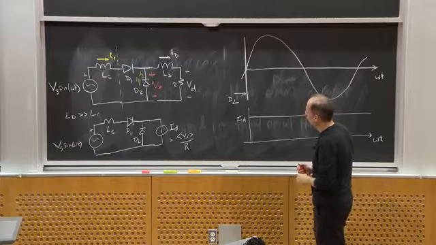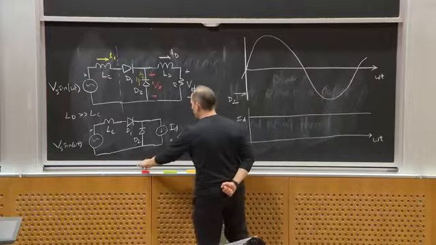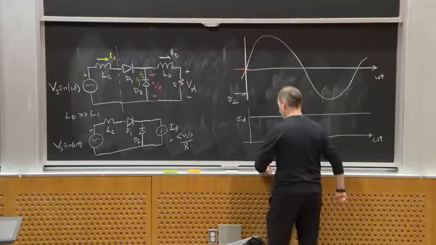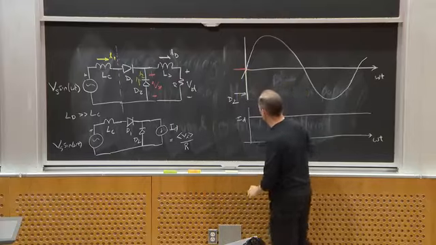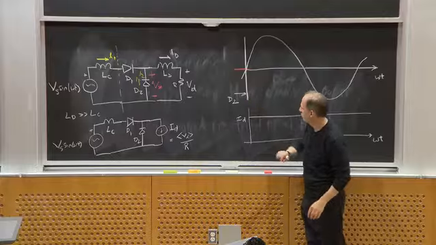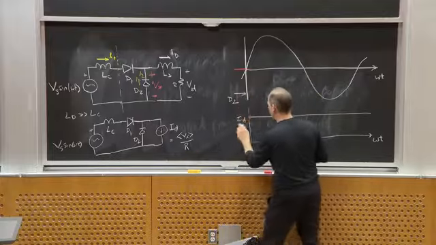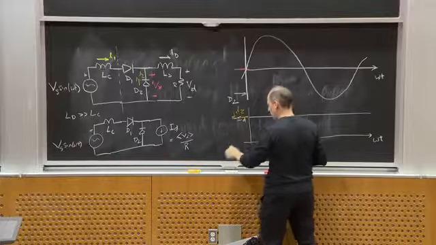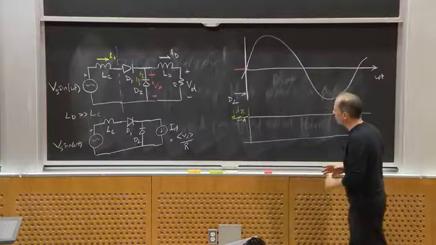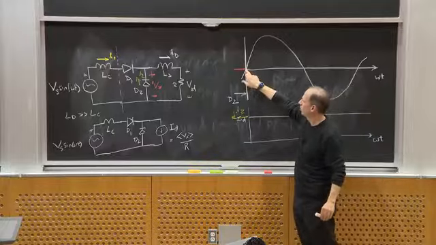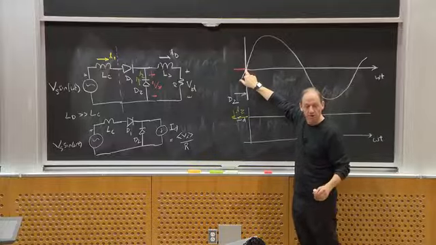So when D2 is on, what do we know? Vx is 0. Vx looks like this. And since D2 is on, D2 is carrying all the current, so it looks like this. Here's I2. And the question is, what happens now when the voltage crosses 0?